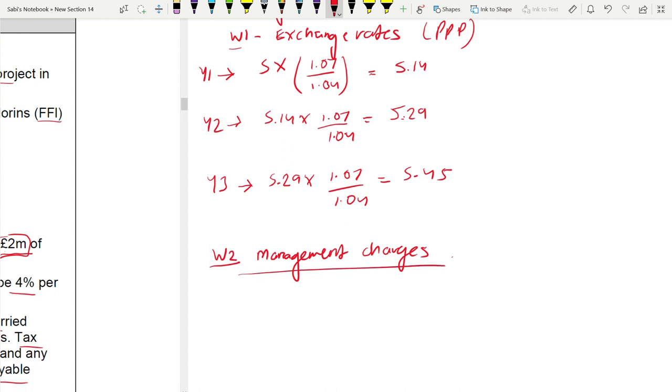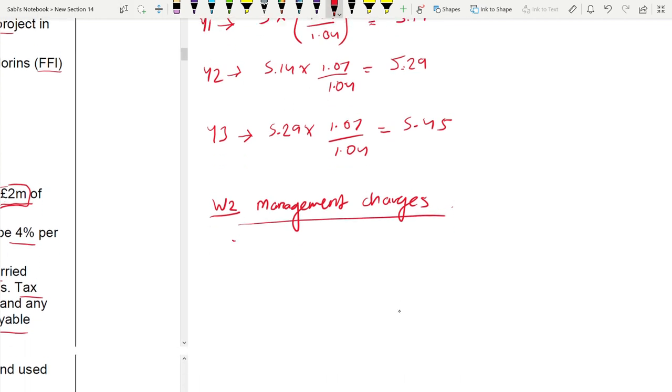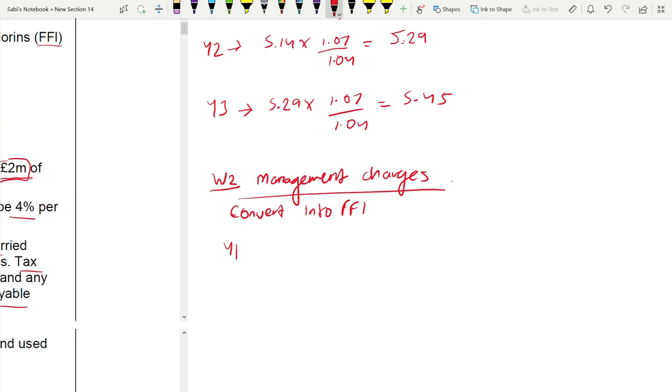You label it like this: convert into FFI using exchange rate from working one. So here year one, how do you do that? You multiply this time, because the rate that you have got is in FFI and the amount that is given is 2 million, that is in pounds. So different rates, multiply. 2 million multiplied by the first year's 5.14 will be 10.3 million FFI.